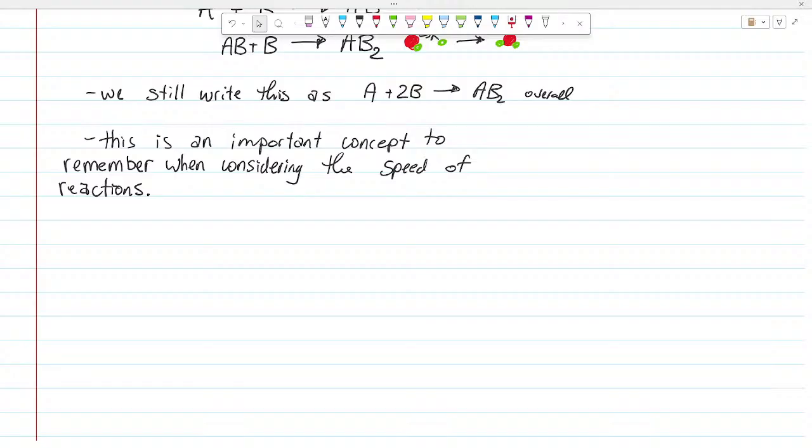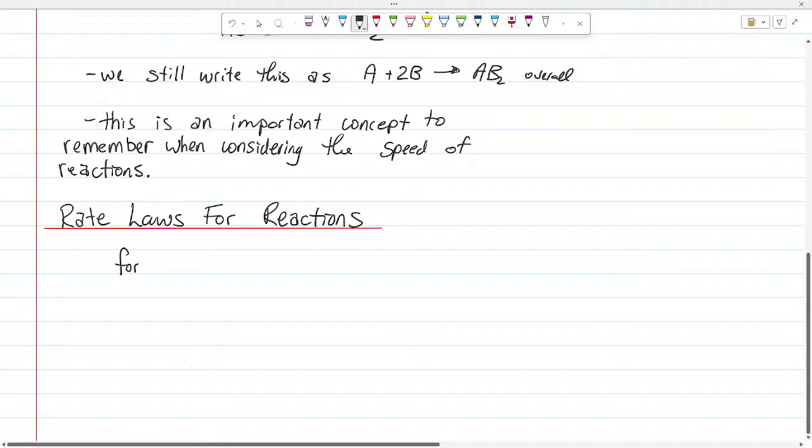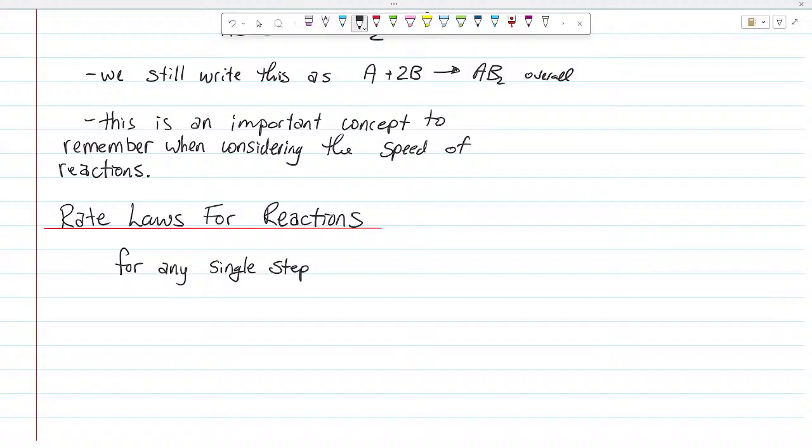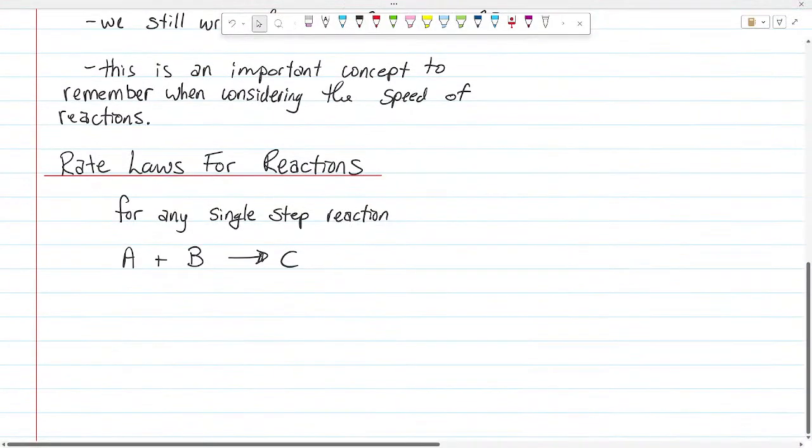Okay. So now we're going to go to rate laws for reactions. For any single-step reaction, A plus B yields C. Okay. If two things have to bump into each other, what will the rate depend on?